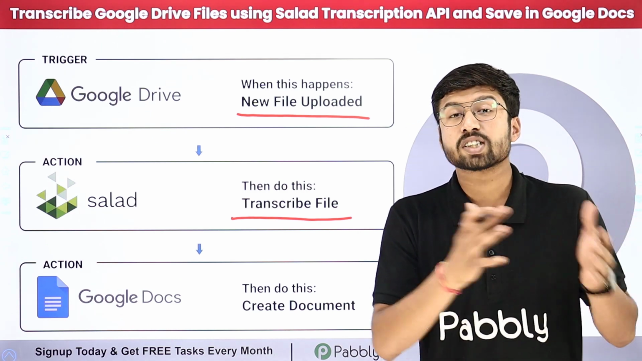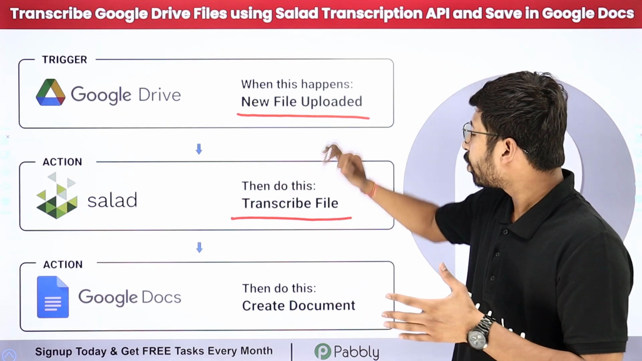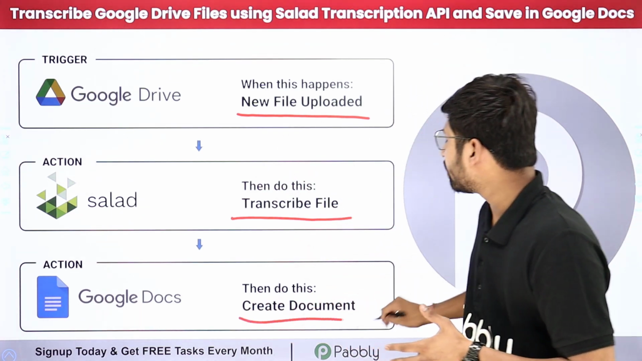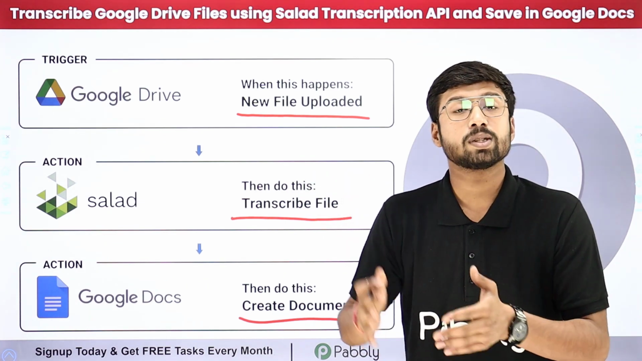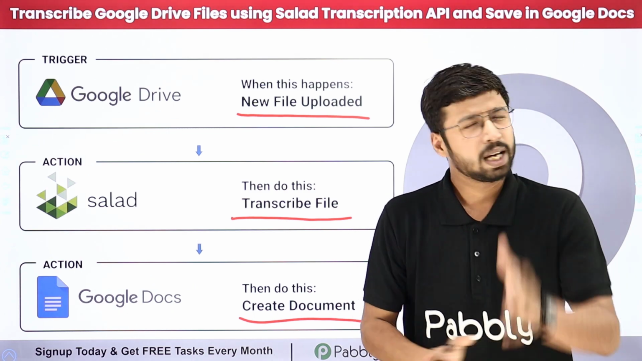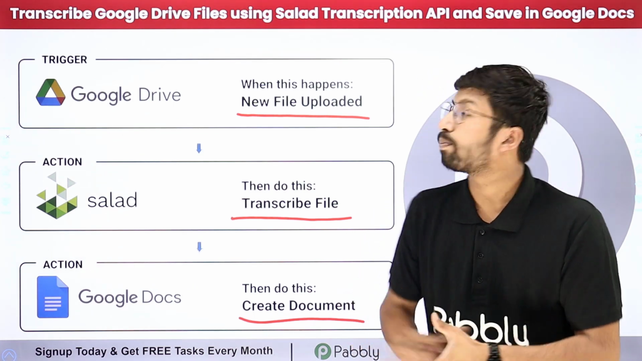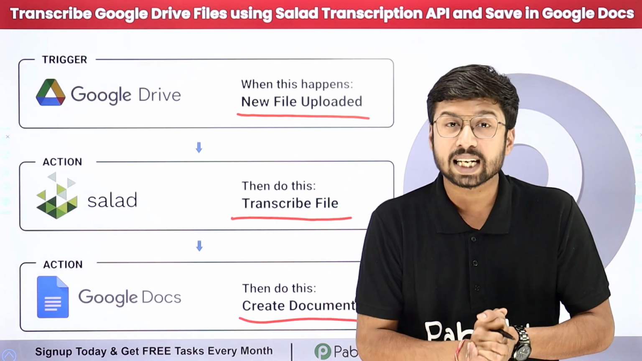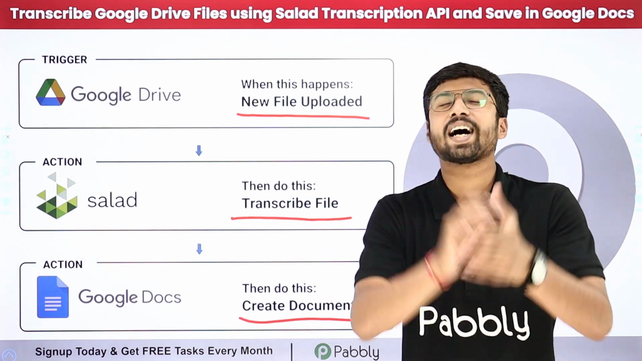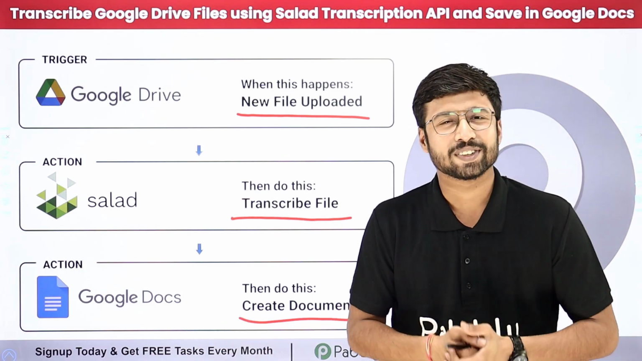And after getting the transcription text from Salad API, we are going to automatically add that same text into a document in Google Docs and create a new document with the transcription text and file details as well. Now, if you want to learn how you can completely automate this process of file transcription using Google Drive, Salad API and Google Docs, for that you just have to come with me to my screen.